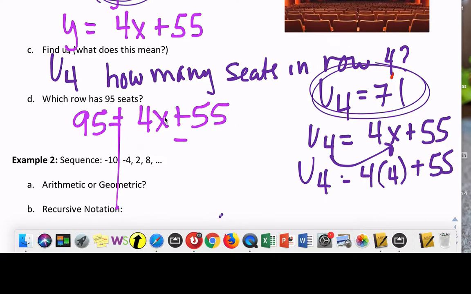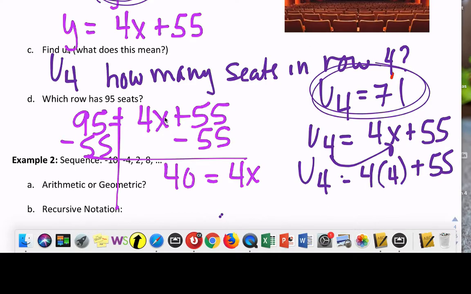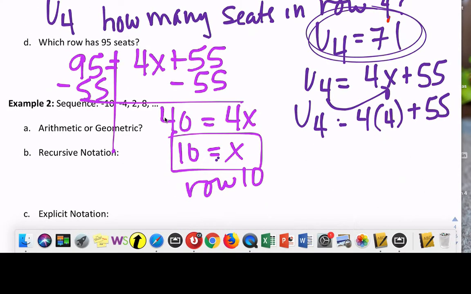So we could solve this. We could subtract 55 from each side. So we get 4x equals, and I'll write it over here, so that is 40. So here x is 10, which means in row 10, so in row 10 right here, there's 95 seats.